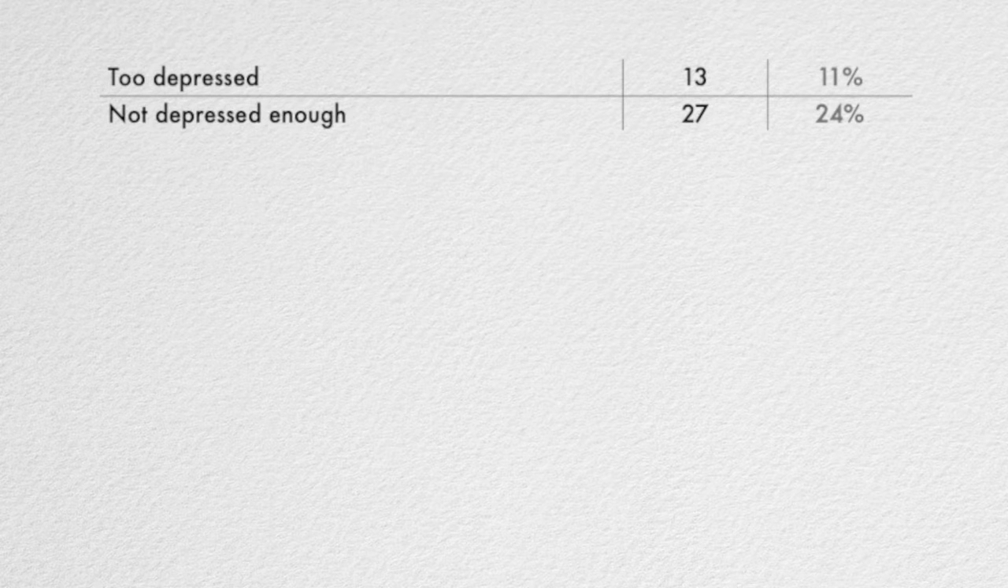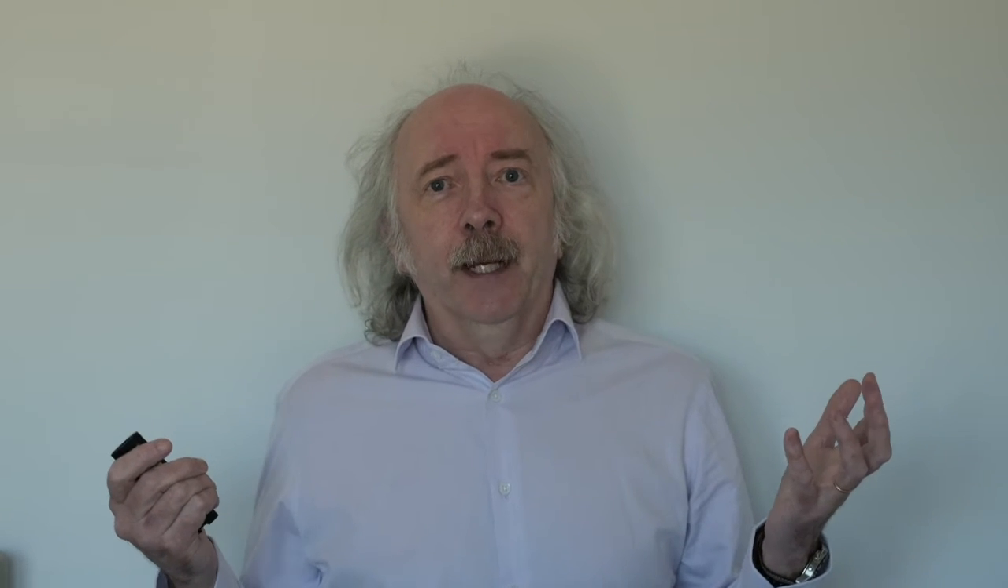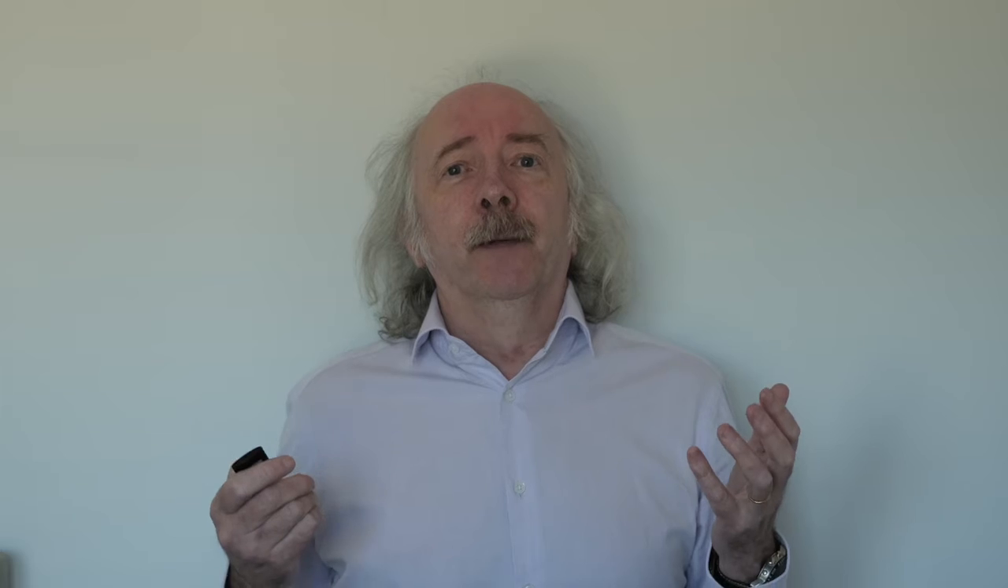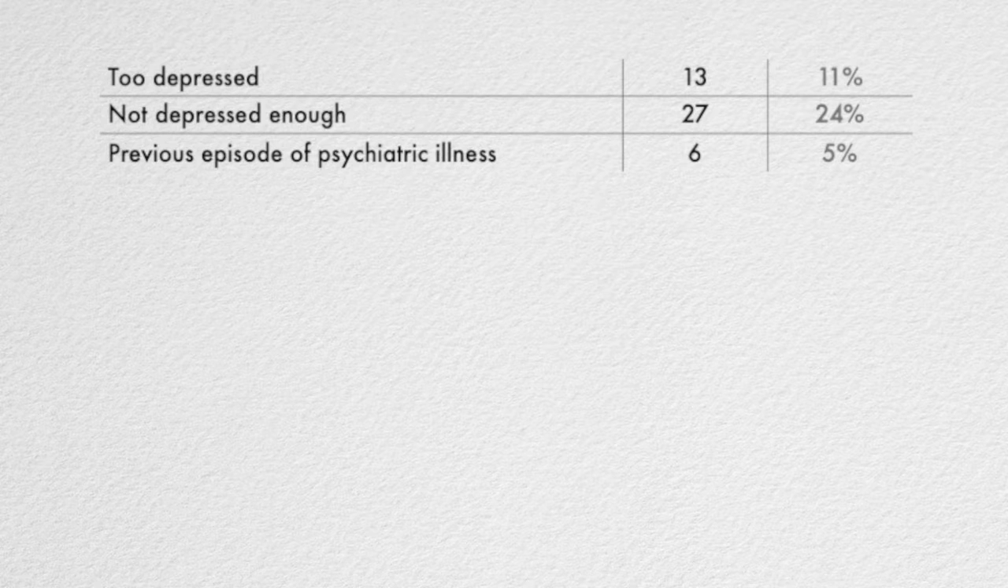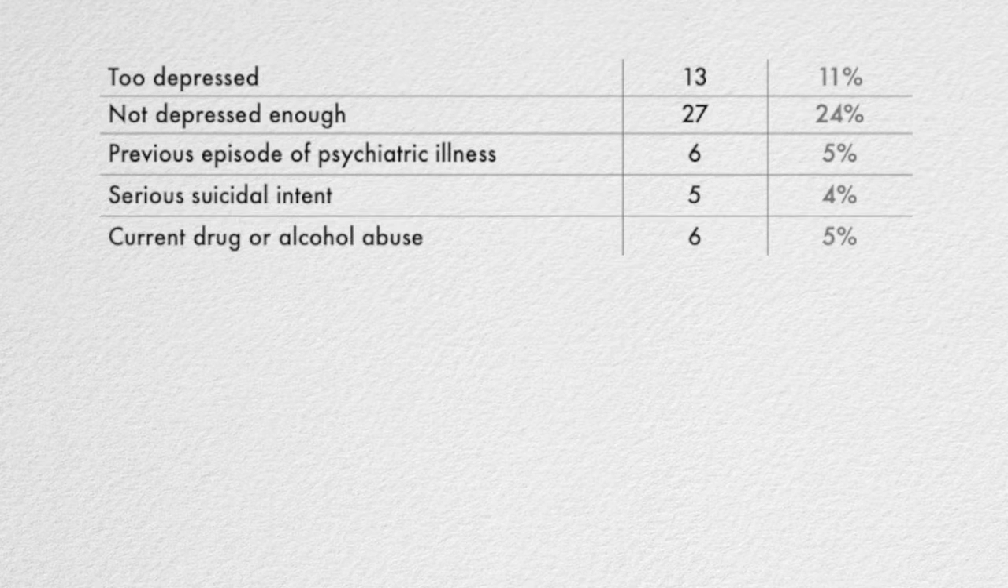So 13 of the patients, 13 of the 114 were too depressed. 27 weren't depressed enough. So we've got these 40 patients already that were falling outside the boundaries of eligibility for the mild to moderate depression that the researchers were hoping to study. Some of them had a previous episode of psychiatric illness, serious suicidal intent, current drug or alcohol abuse, and fairly common exclusion characteristics for trials in mild moderate depression. And we would expect that to happen. We would expect some of the people that we identify to simply not be eligible because of important exclusion criteria.